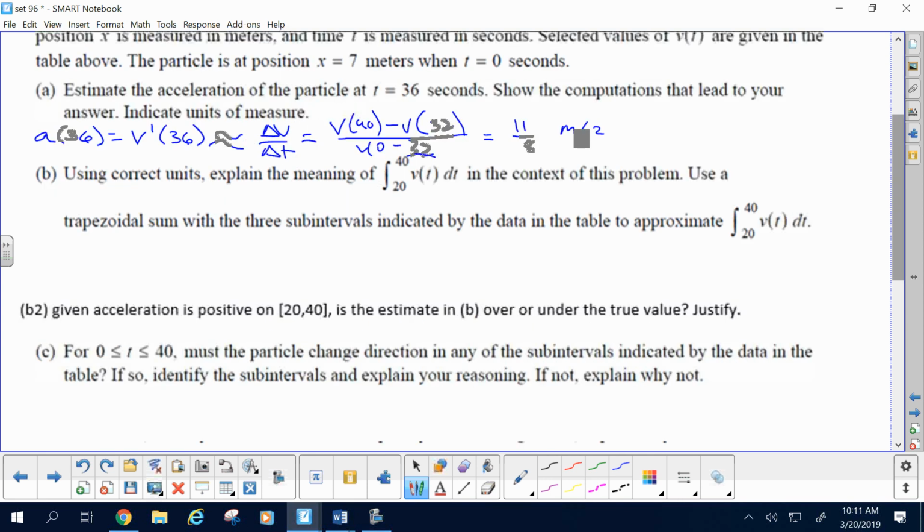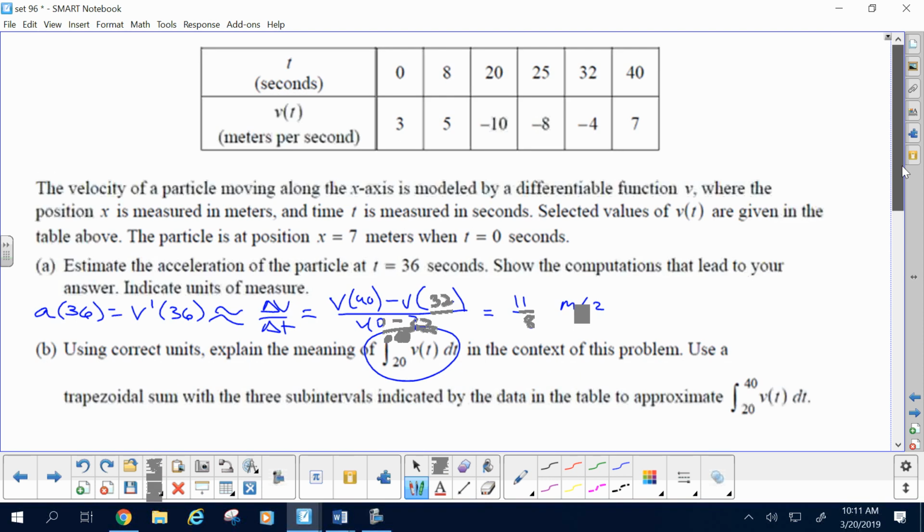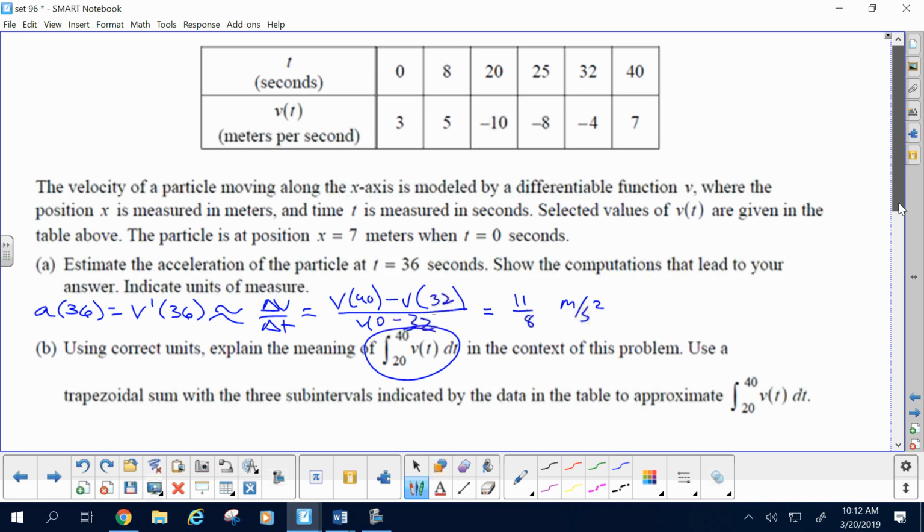What is the meaning of this? Change in position. You could also call it displacement. Is it also distance? Why isn't it also distance? Yeah, there is absolute value. The absolute value would be necessary. You can see that this is not all positive, so they're not the same. Displacement and distance would be different.